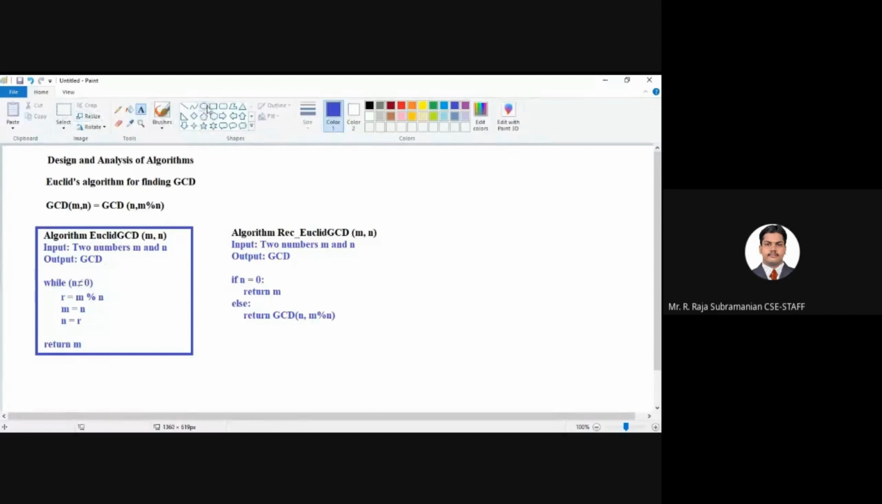Is it easy? Yes, sir. So now one of the characteristics is proven. What is the characteristic? The same algorithm can be represented in different ways. I'm writing the same algorithm, Euclid GCD, and representing it in two different ways. One is using the non-recursive approach, another is the recursive approach. Right? So we can represent the same algorithm in different ways.